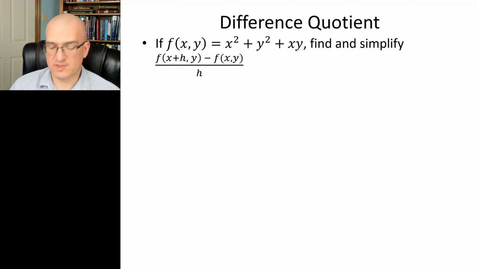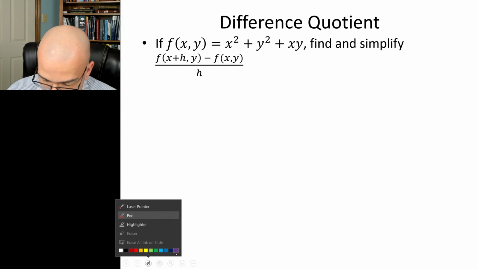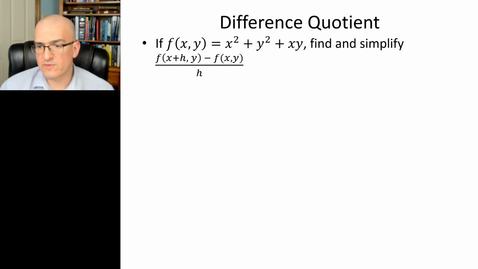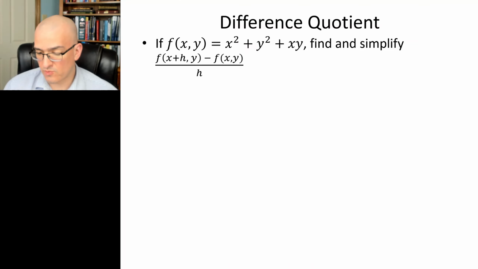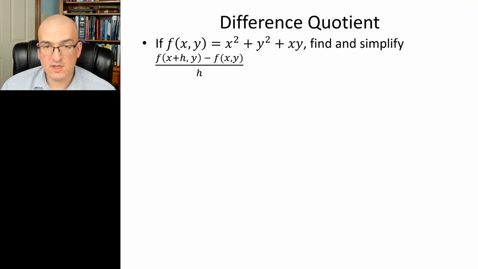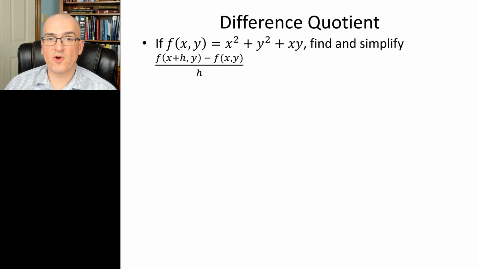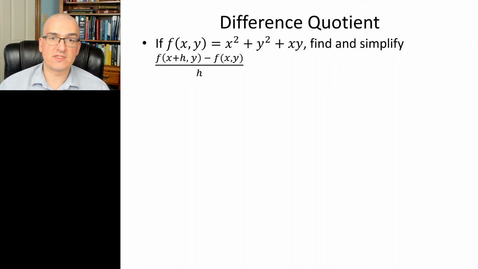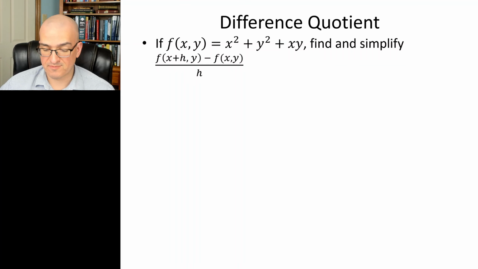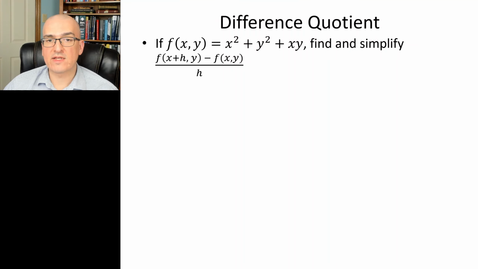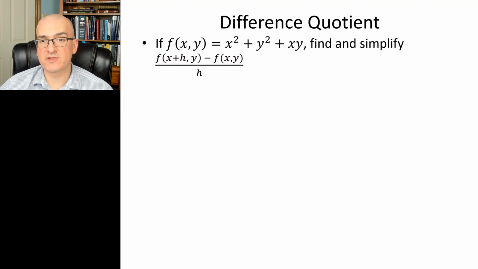Okay, what else can you do with functions? In addition to plugging numbers in, you can plug letters into functions. One of the things we do when we work with derivatives of functions of one variable is we talk about the difference quotient. The difference quotient being part of the process for defining the derivative. We would take the limit as h approaches 0 of the difference quotient in order to get the derivative of a function. So I want to do something similar here as a type of practice exercise. I want to calculate this difference quotient, f of x plus h, comma y, minus f of x, comma y, all divided by h for the function that's shown up above.